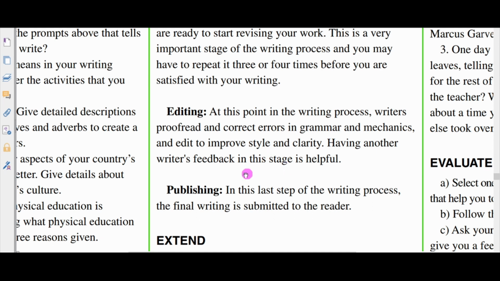Having another writer's feedback in this stage is helpful. So sometimes in class we may ask you to share with your elbow partner, meaning the person sitting near to you, and you exchange, and that person looks at it and they may use the proofreader's marks to show you the things that you need to put in or to take out to make your writing better. Finally, publishing. In this last step of the writing process, the final writing is submitted to the reader.